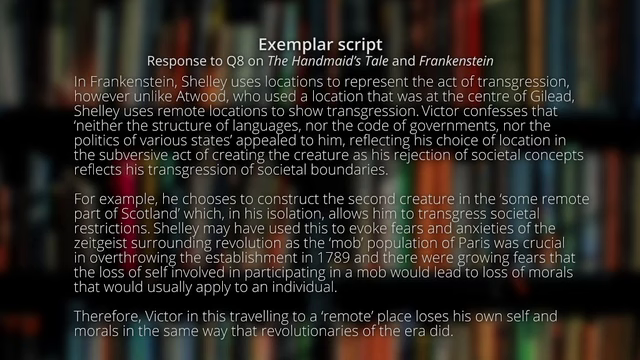This is a great example of how contextual points can be made relevant to the specific question. The way that the isolated location is linked to the loss of self and the loss of morality that was also evident in the French mobs, it's really well explained here. The student goes on to advance their point.